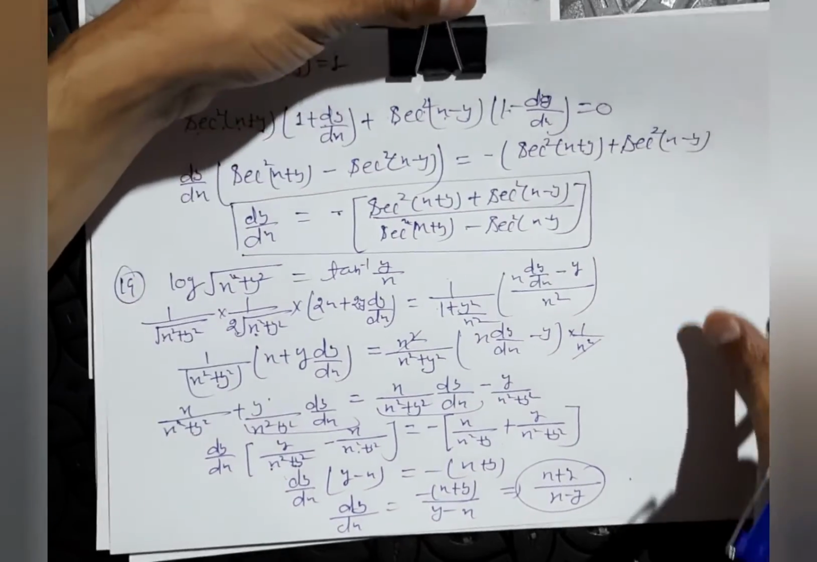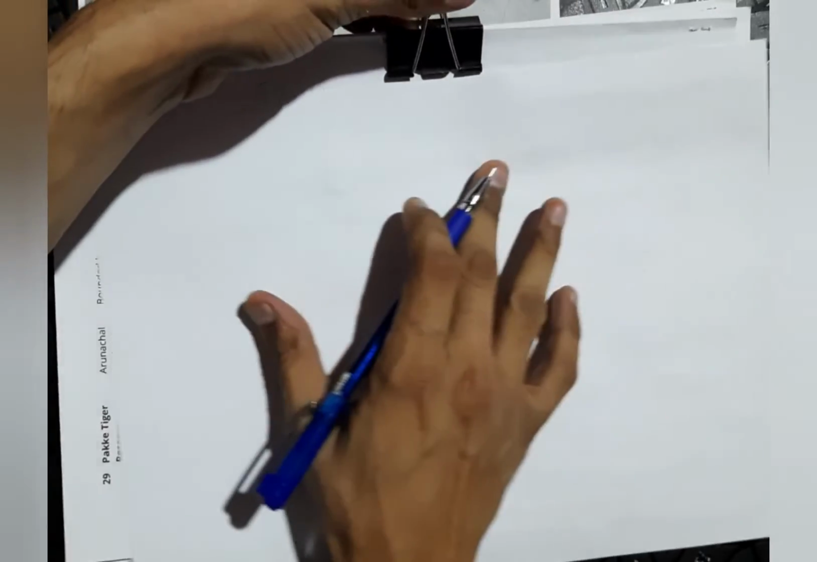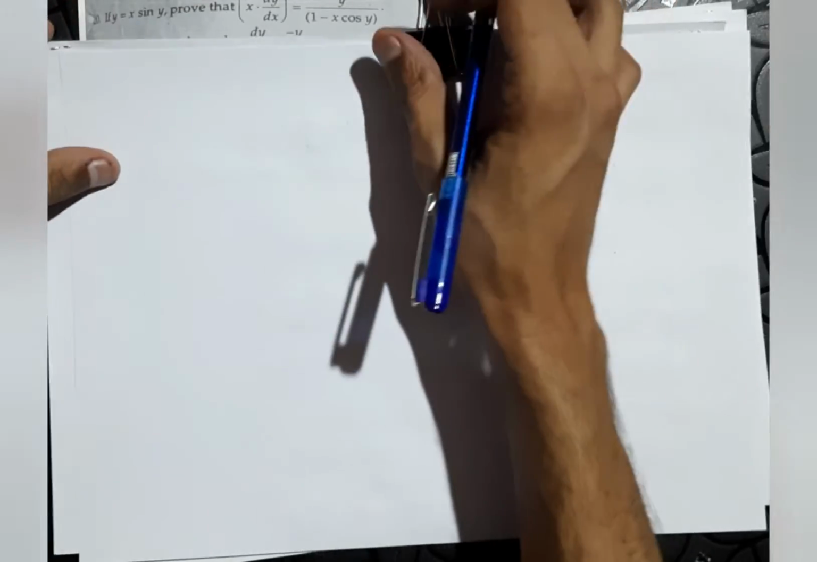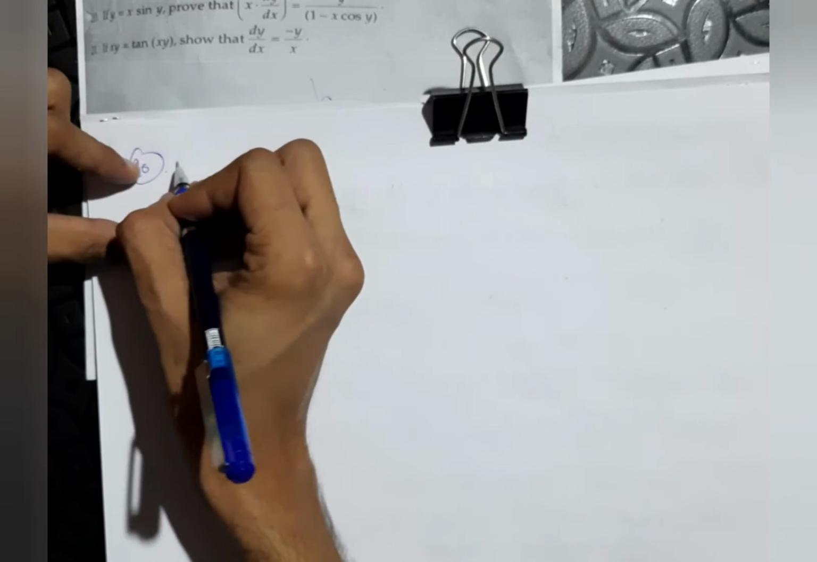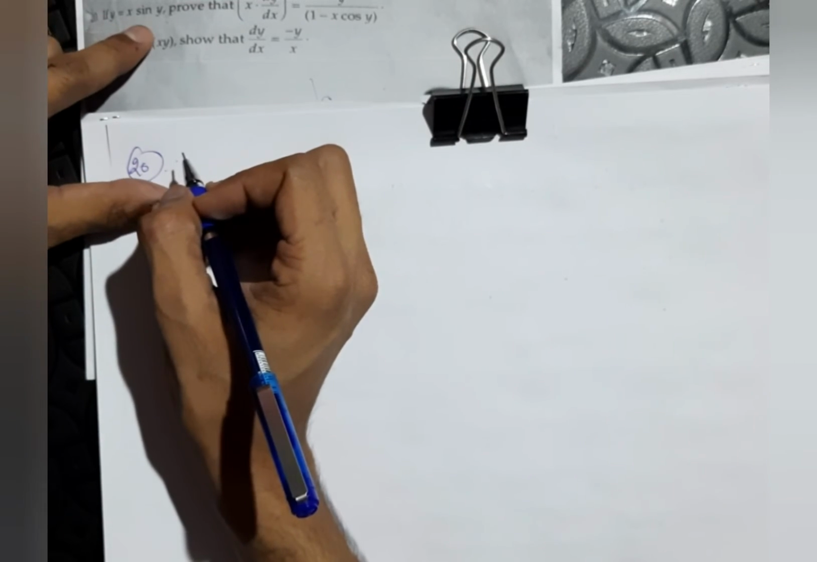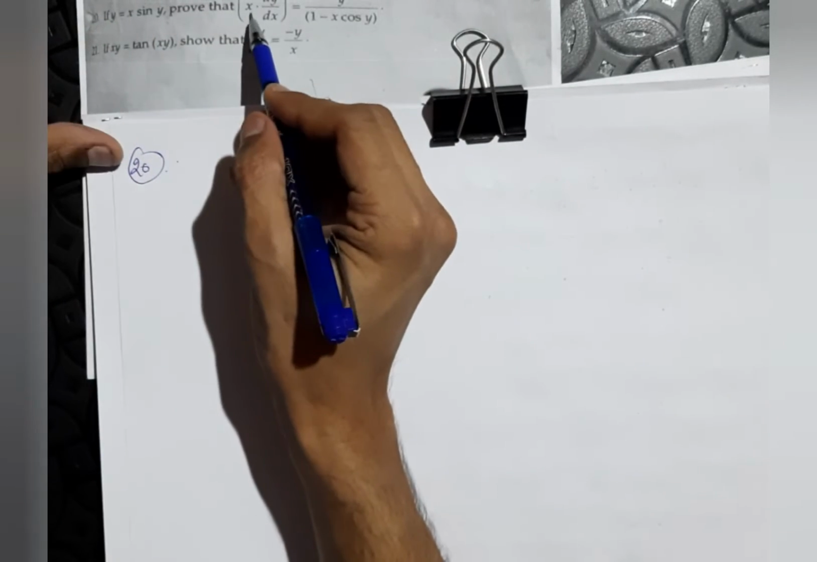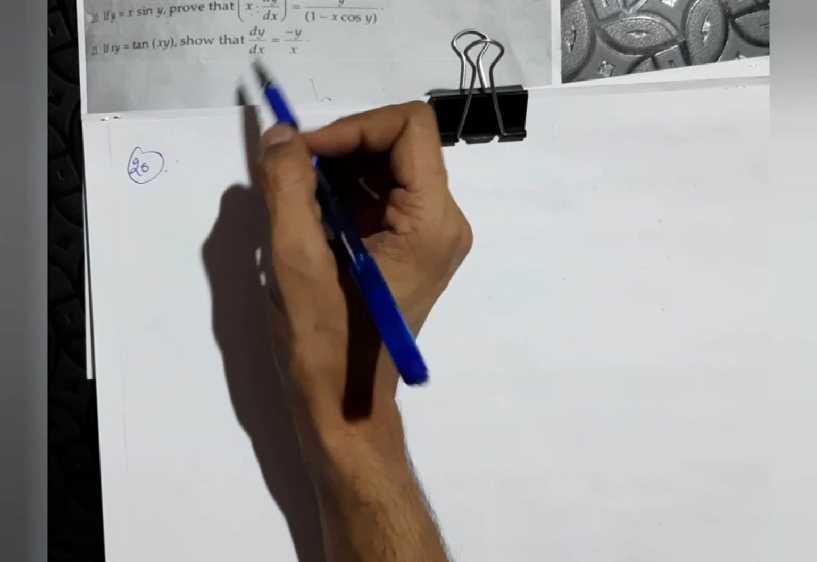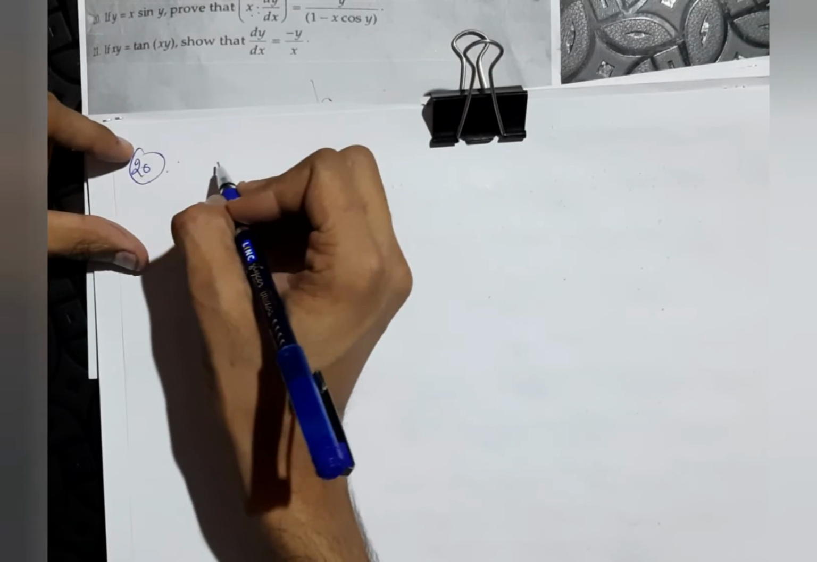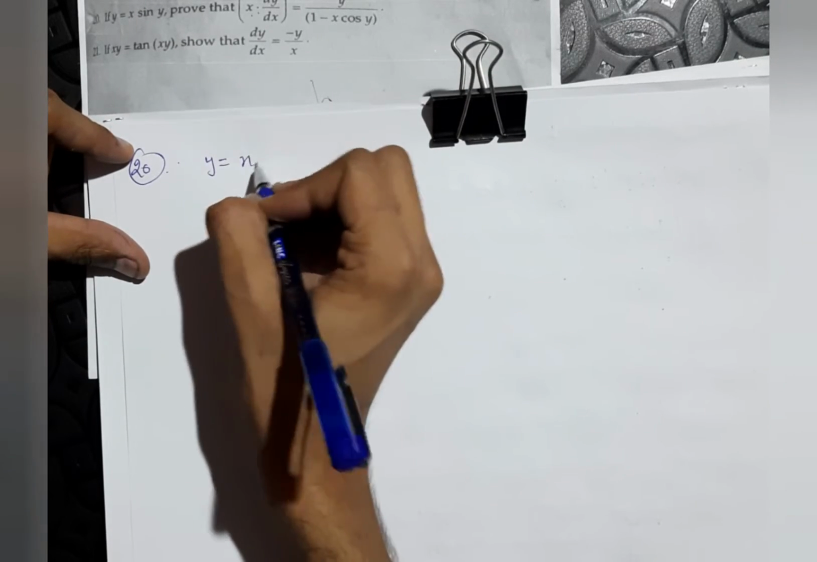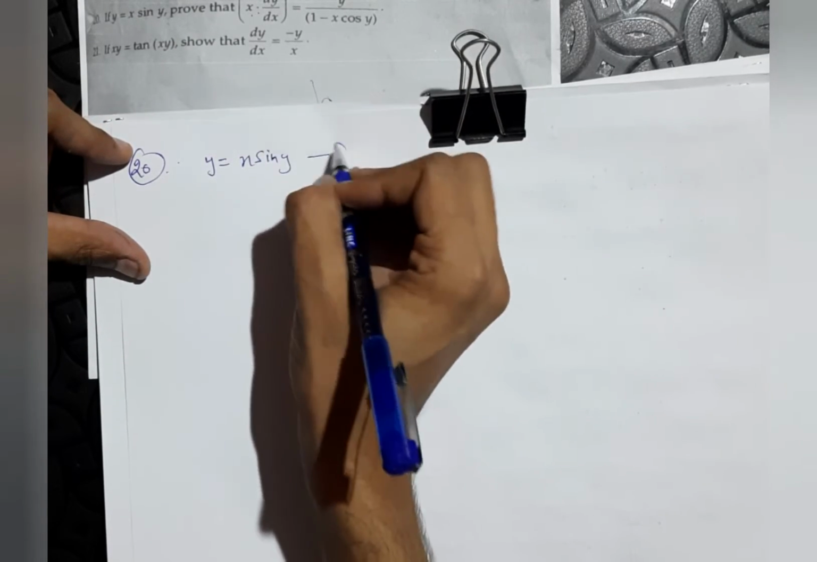Now let's do question number 20. Question number 20 is: if y equals x sin y, prove that x dy over dx equals y divided by 1 minus x cos y. So in the question we have y equals x sin y. Let this equation be 1.